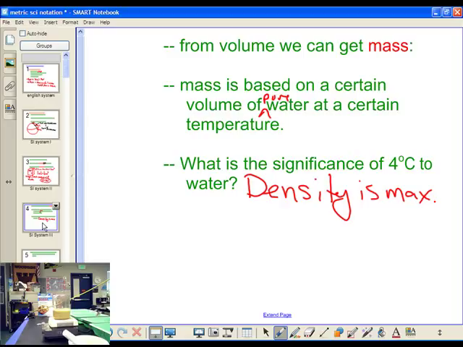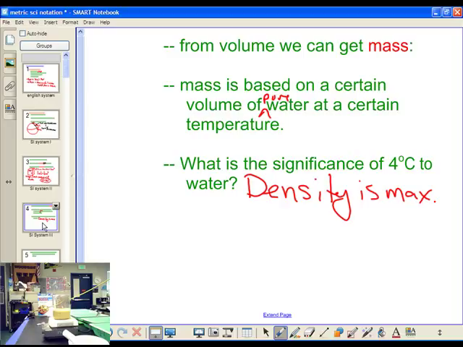This is why ice, solid water, floats. Water is the only substance where its solid will float on its liquid form. In all other substances, its solid form will sink to the bottom. This is a unique property of water. One of many. By the way, water is the most unique substance on the face of the earth.